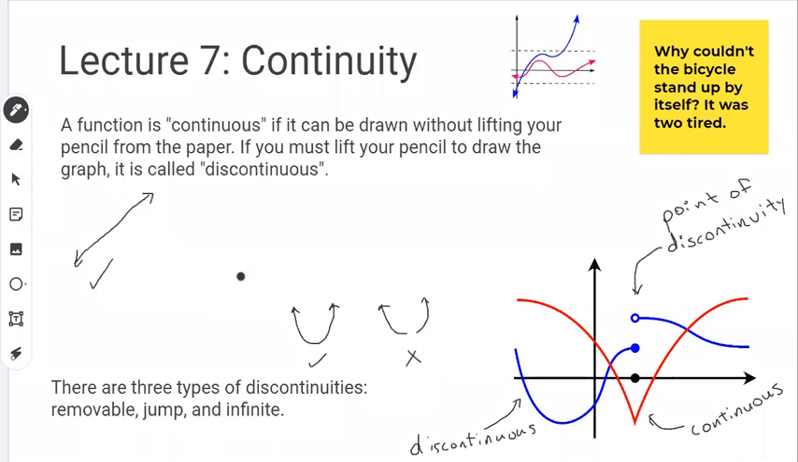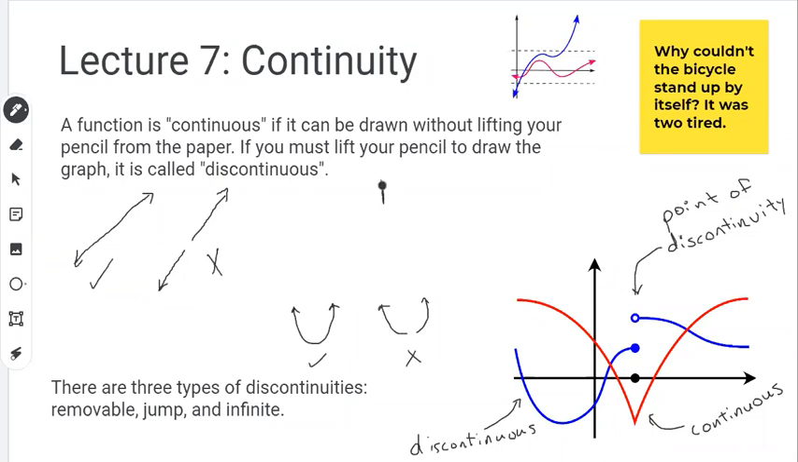An example of a discontinuous function would be something like this. I'm drawing my line, and then I lift my pencil up from the paper, and then I put it back down. And I keep on drawing the line, infinitely in this direction, and infinitely in this direction. Because I had to lift my pencil from the paper, we say that this is discontinuous, okay?